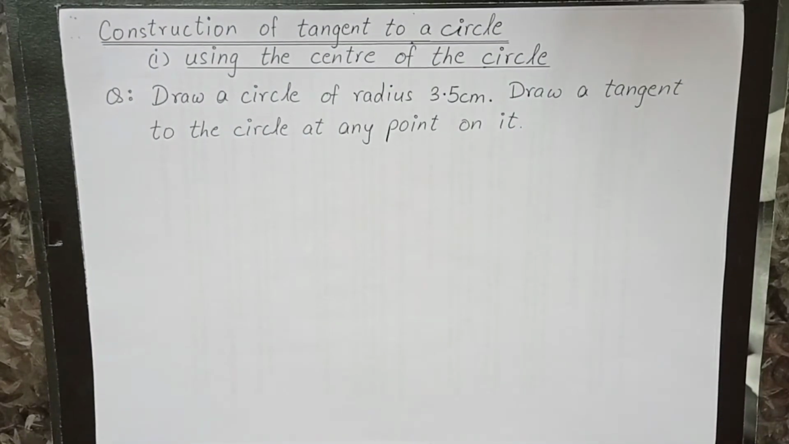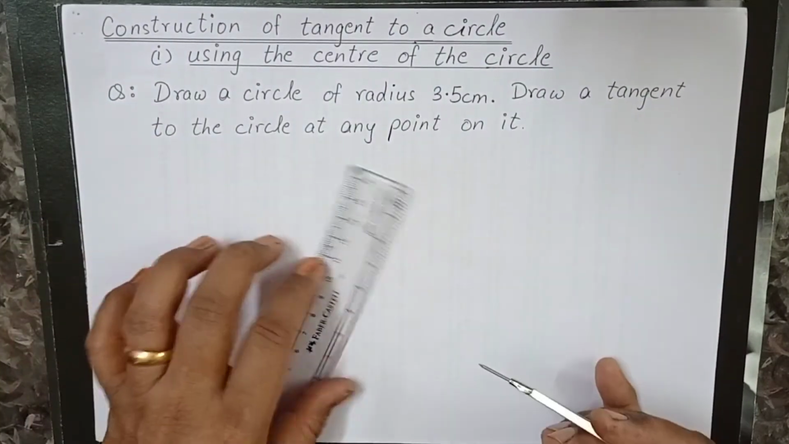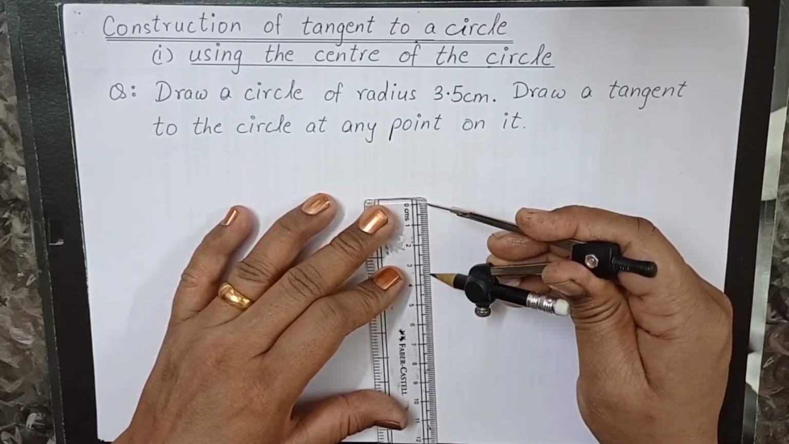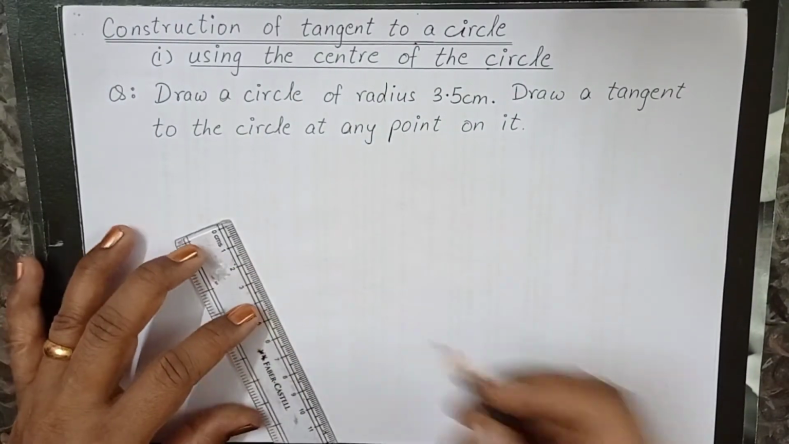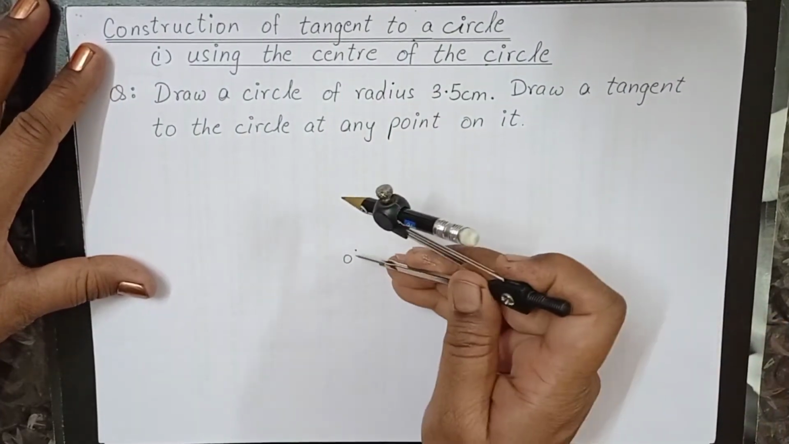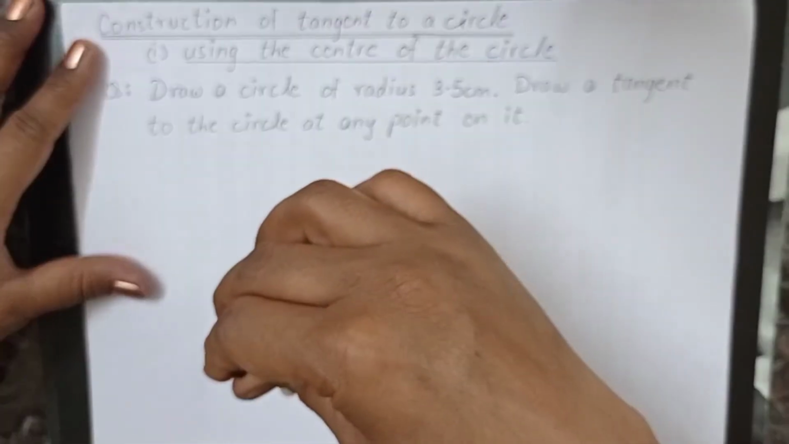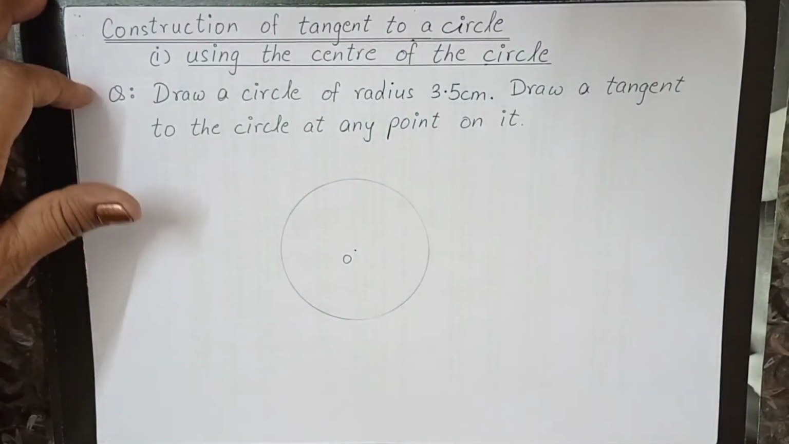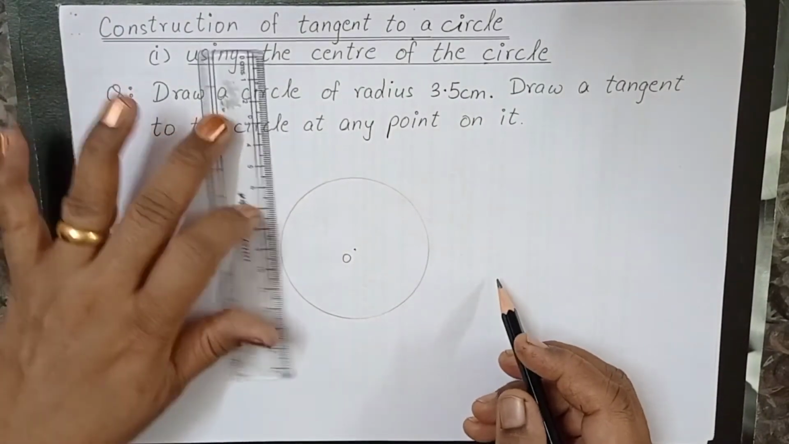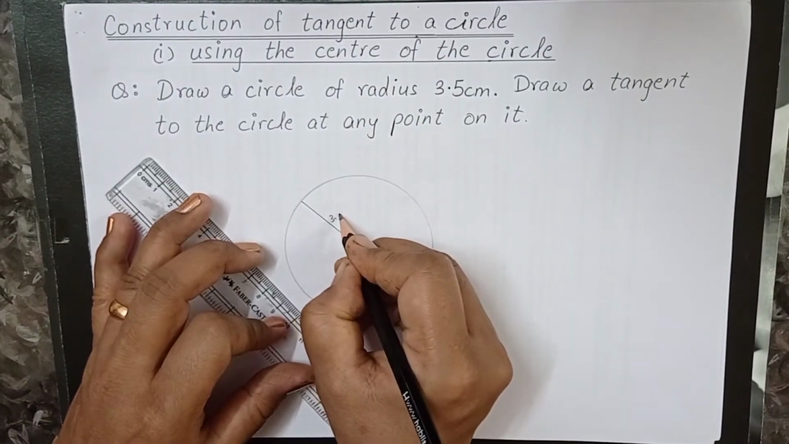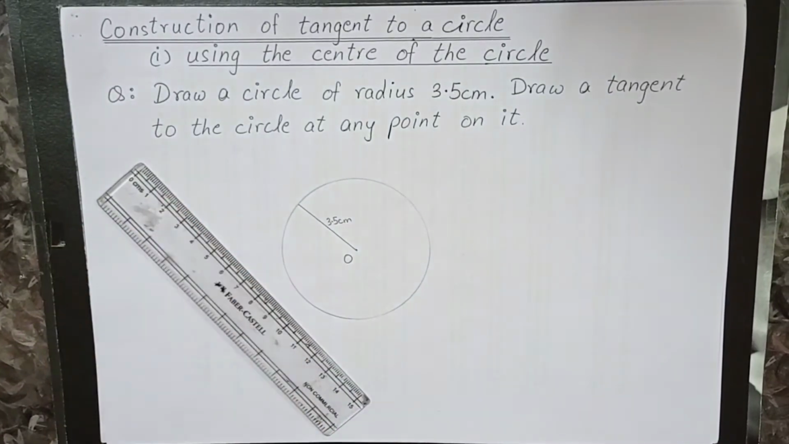So first and foremost, we have to take radius 3.5 centimeter. This is 3.5 centimeter. So let us take a center O, and using the measurement of 3.5 centimeter, let us draw a circle. So this is a circle with center O and radius 3.5 centimeter. Okay, now I'm going to show this using the center of the circle.